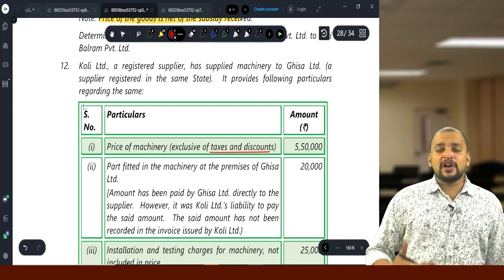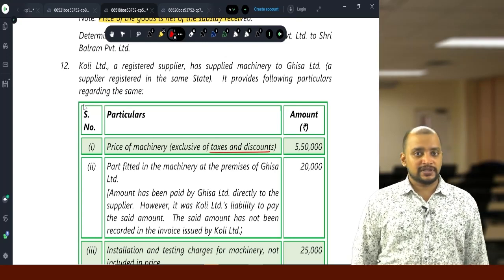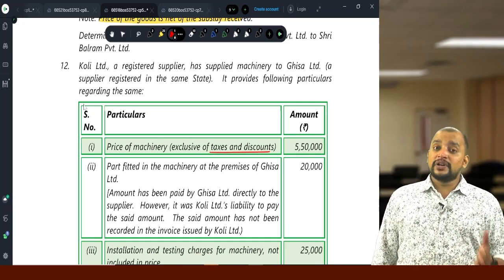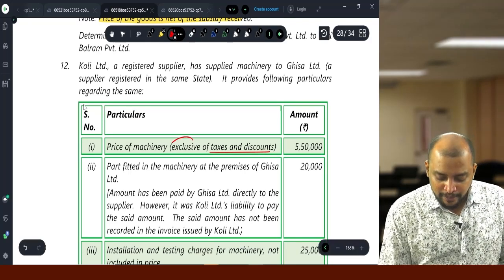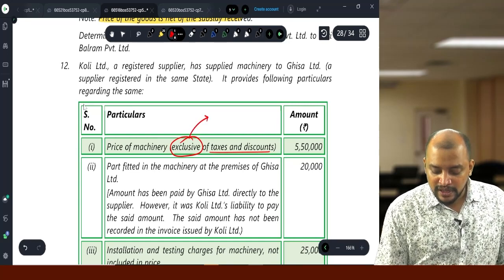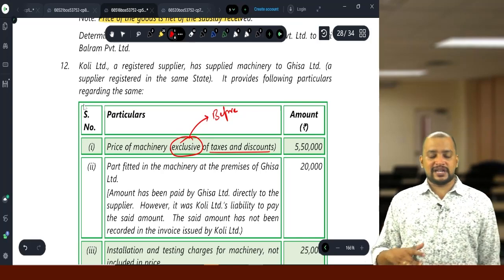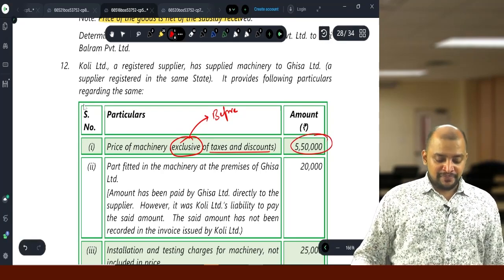Here, what is the meaning of exclusive of tax and discounts? It means before tax and before discount. It does not mean excluding discount. Excluding discount means discount is deducted, but this exclusive should be understood as before tax and before discount. That is the meaning. So we will take 5,50,000 as the base.